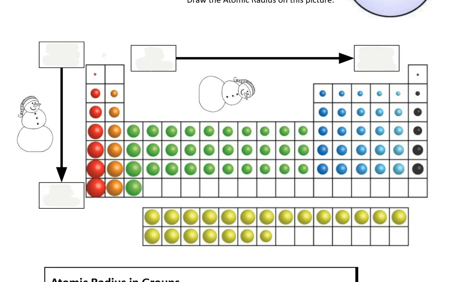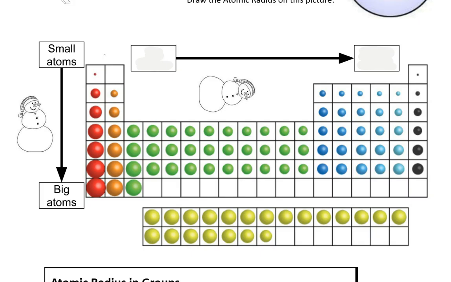Look at a snowman over here when he is standing up. On the top, his head is very, very small and his butt is very, very, very big. The same thing happens as I look from the top to the bottom of a group. The top of the group is like the snowman's head, and so we have very, very small atoms. As we go down, our snowman gets bigger, bigger, bigger. So at the bottom of the group, we have very large atoms. So it looks like a snowman.